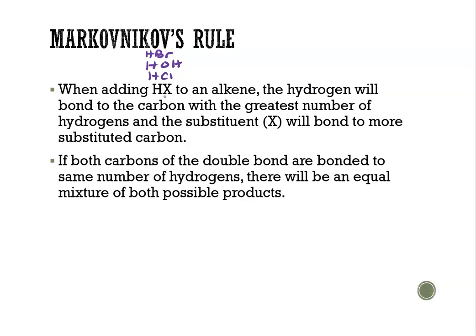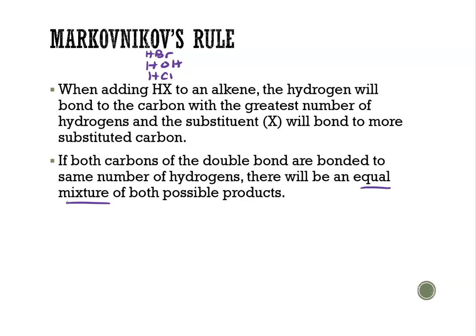But if the number of hydrogens are not equal on both carbons, then whichever carbon has more hydrogens will get the hydrogen and the other carbon will get the other substituent. If there are an even number of hydrogens on both, like if both of them have one carbon and one hydrogen, or one OH group and one hydrogen, if they're the same, there's no preference, then there's an equal mixture of both products. So then we end up making about 50-50 of each instead of predominantly one over the other.